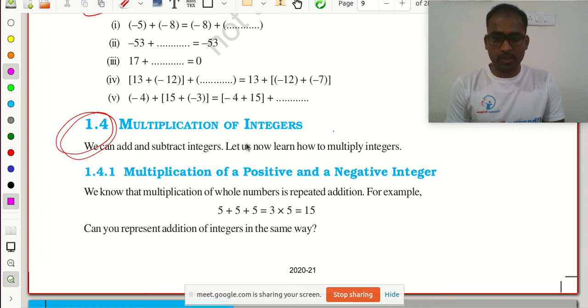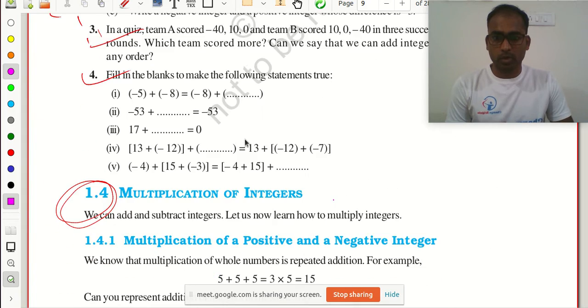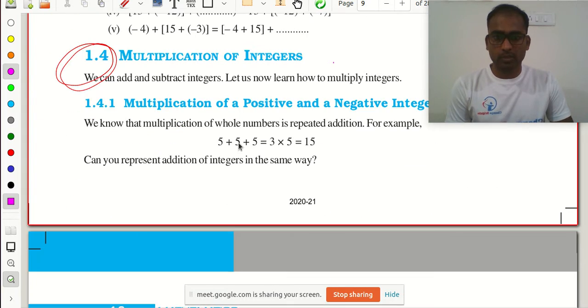So yesterday we discussed the closure property, commutative, associative and distributive properties of integers. Now we will learn about the multiplication of integers. How to multiply the integers.